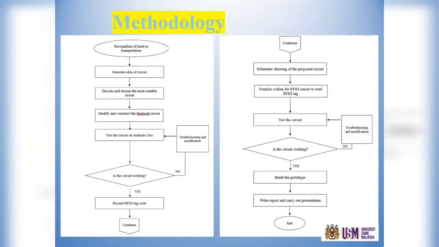Then we generate the idea for the circuit, discuss the most suitable circuit, and we modify and construct the circuit. Then we test the circuit on Arduino Uno. Is the circuit working? If no, we troubleshoot and make some modification and then once again we test the circuit on Arduino Uno. But if the circuit is working, we record the RFID code and we draw the schematic and propose the circuit. Next, we will finalize the coding for the RFID sensor to read the RFID tag.